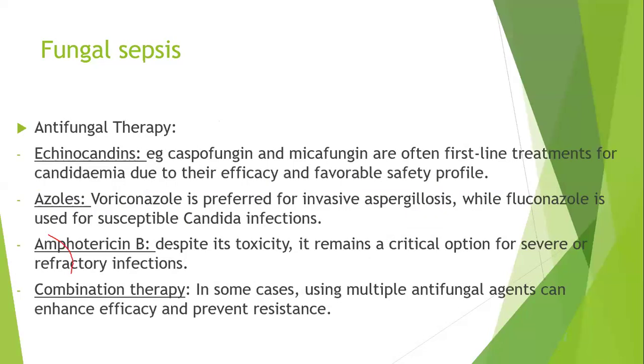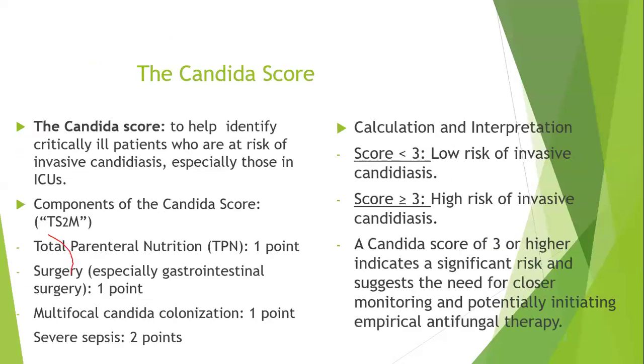So, antifungal therapy. We have caspofungin or micafungin, which are the echinocandins. Azoles like fluconazole and voriconazole are preferred, especially for invasive aspergillosis. Amphotericin, though very toxic, can be a critical option, especially for cryptococcal meningitis. A lot of times we may be required to use combination antifungal agents to enhance efficacy and prevent sepsis.